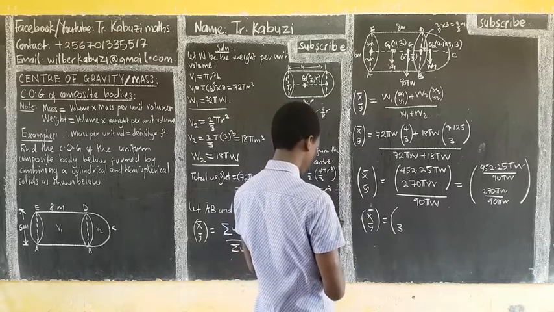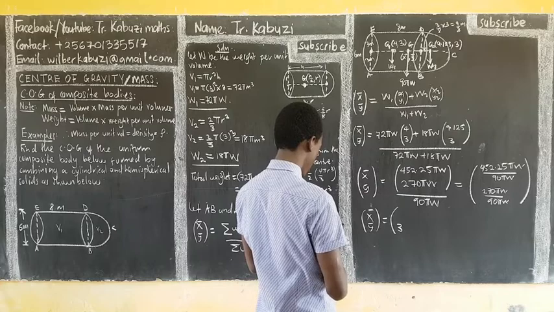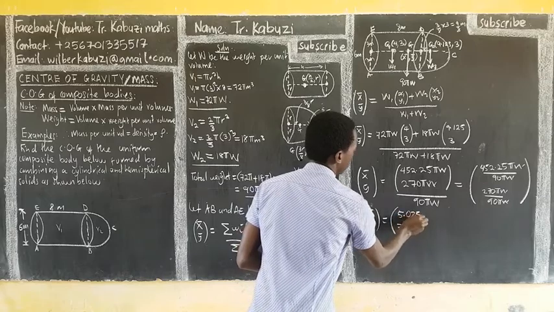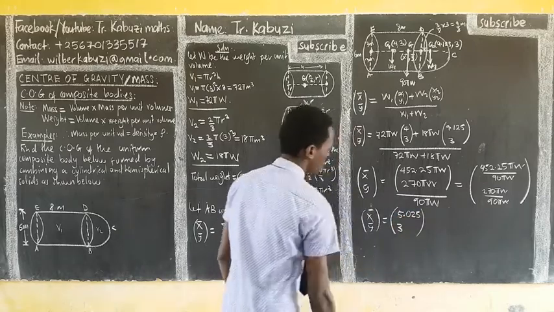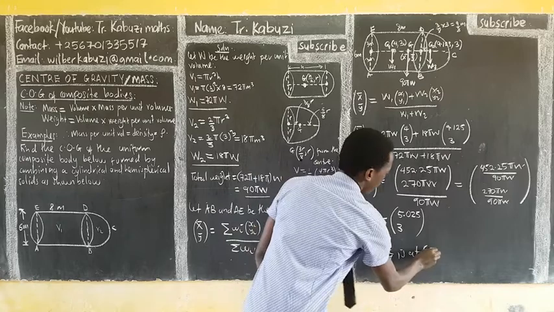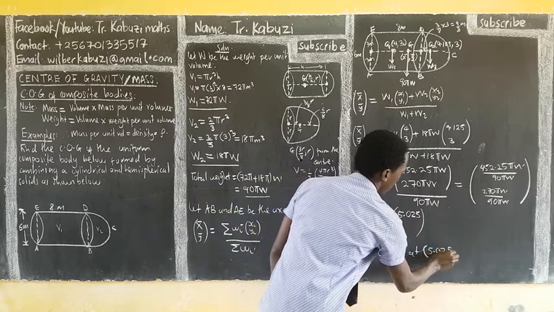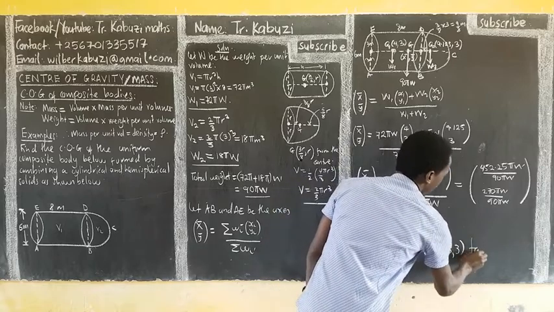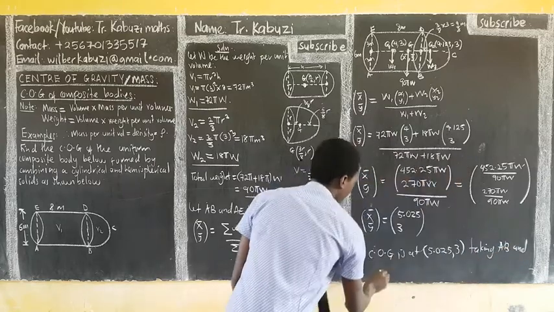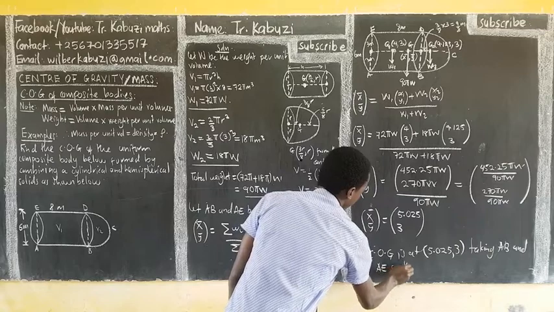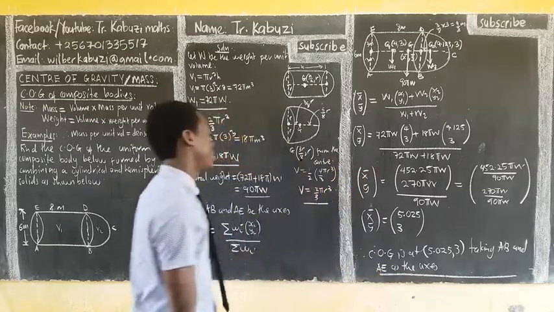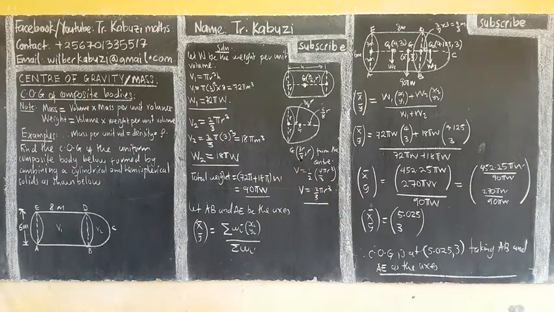Then the other one is going to be 452.25 divided by 90, which is 5.025. Therefore, the center of gravity is at 5.025, 3, taking AB and AE as the axes. Because it's going to be different if someone takes other axes. That's why I'm very clear there.